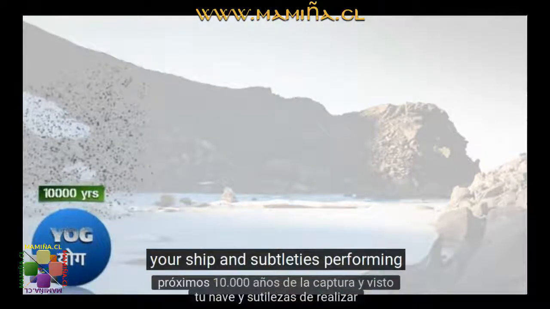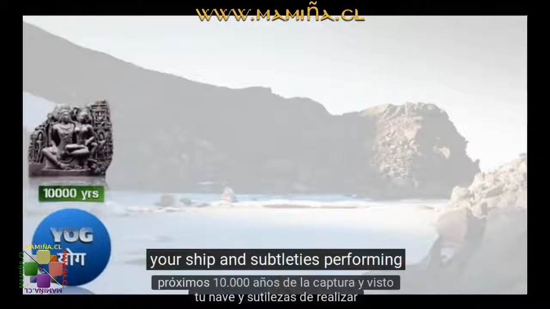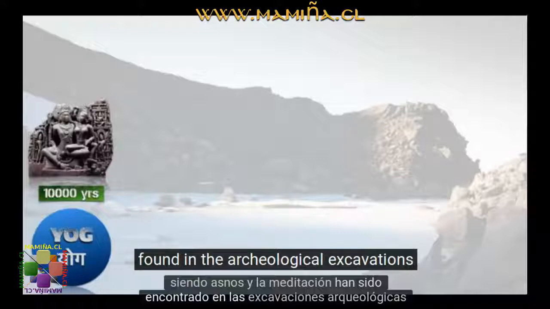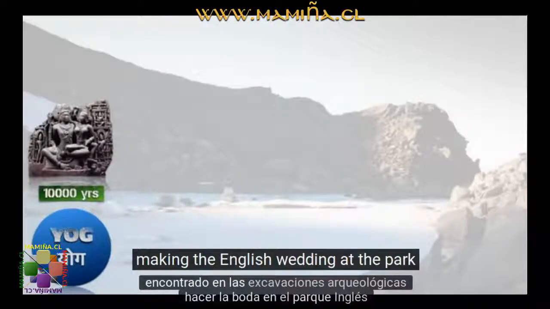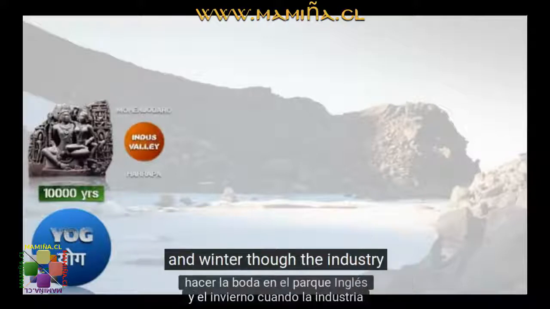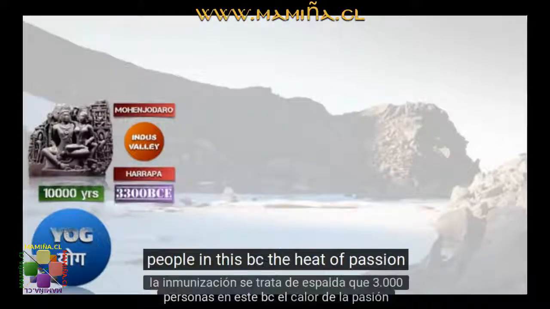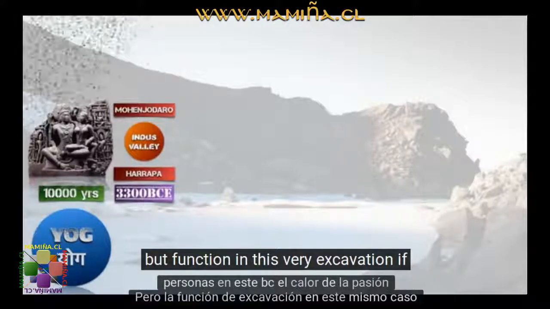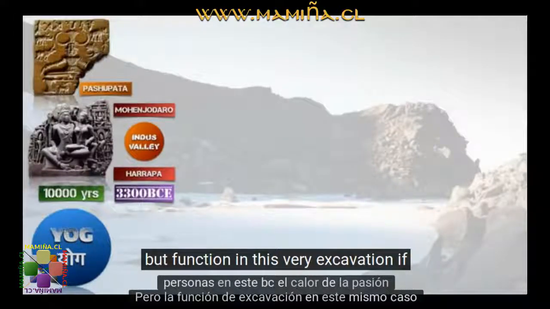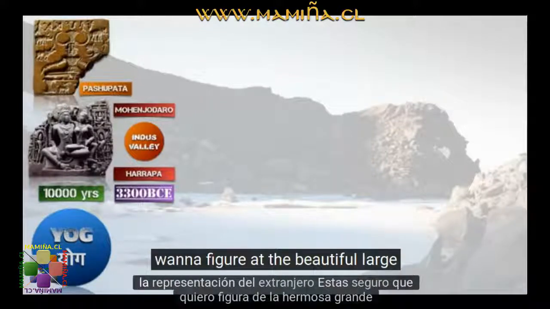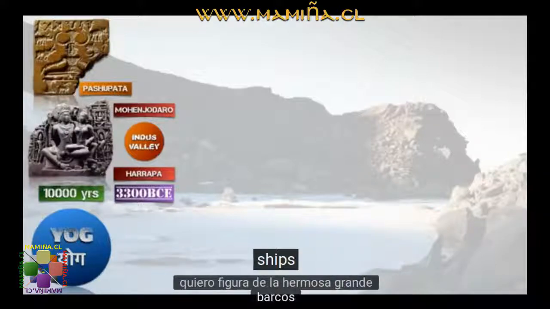Statues and seals of Shiv and Parvati performing various asana and meditation have been found in the archaeological excavations made in the Indus Valley at Harappa and Mohenjo-daro. The Indus Valley civilization is dated as far back as 3300 BCE. The seal of Pashupat, found in Indus Valley excavations, is the earliest depiction of yoga, which shows a humanoid figure attributed to Lord Shiv.